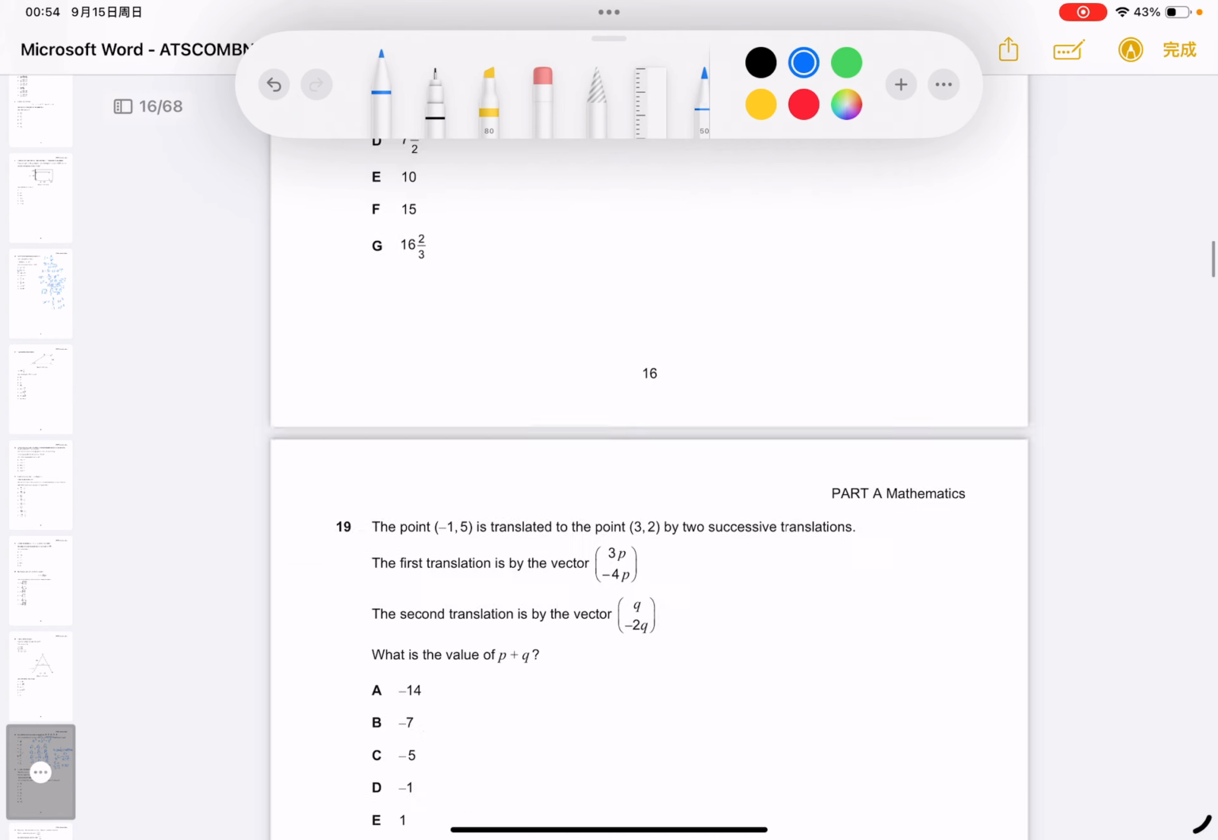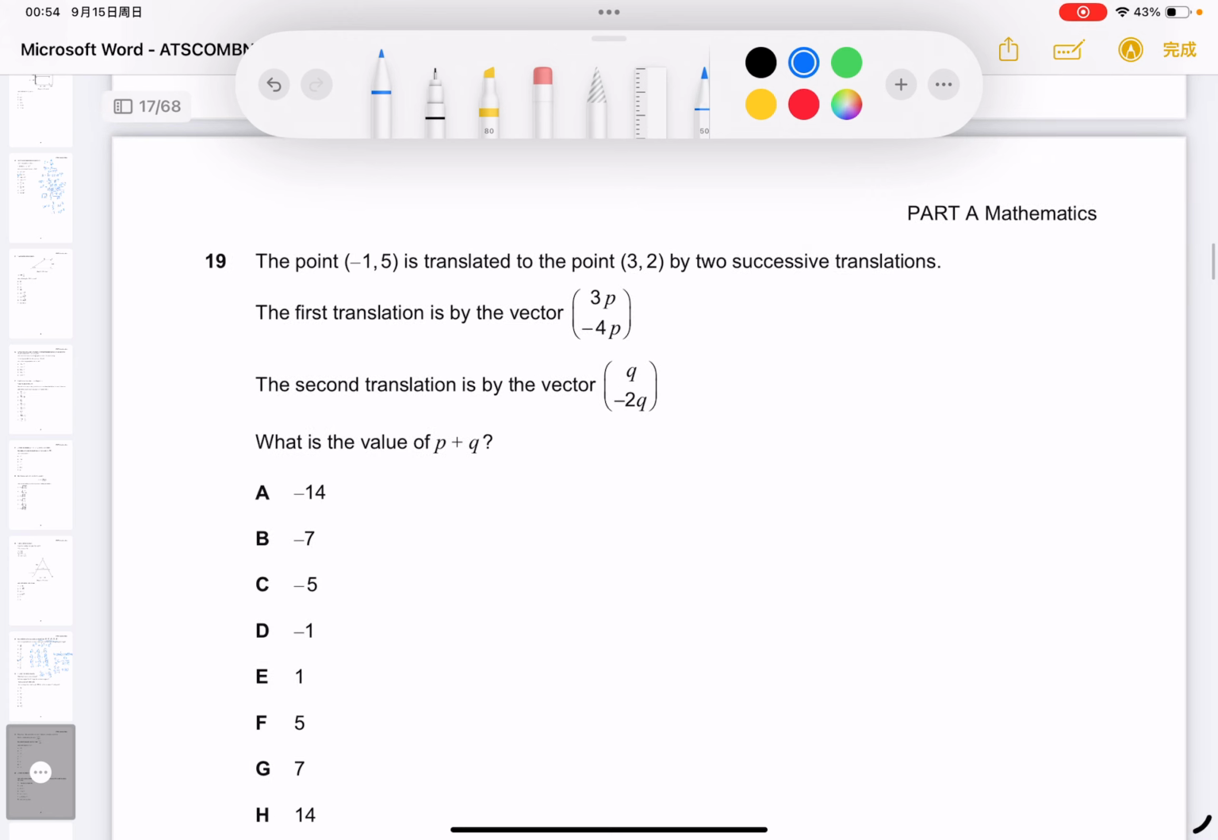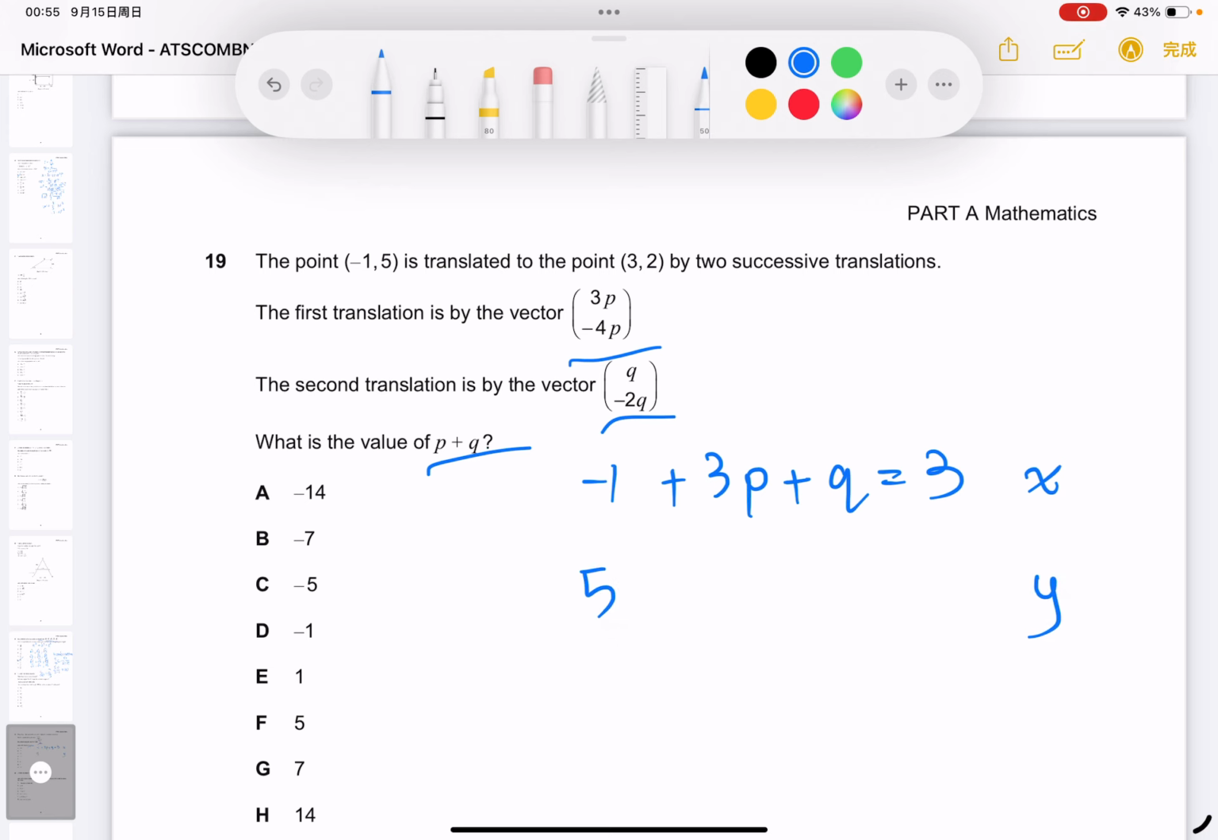Pretty simple, huh? This one is quite interesting. The point negative 1, 5 is translated to (3, 2) by 2 successive translations. We got the first and second translation. What's P plus Q? So now let's try something. So negative 1, the first translation is 3P, the second translation is Q, and we got the final, which is 3. This is for the X case and the Y case. So 5 here.